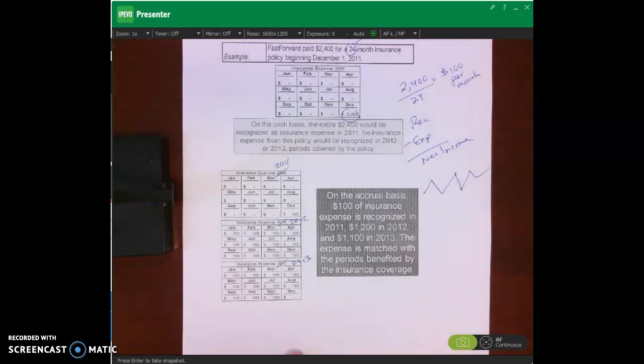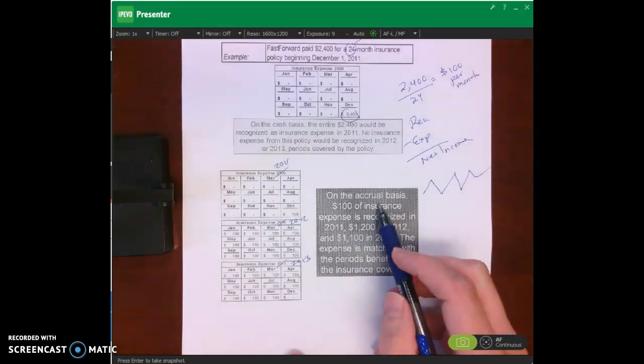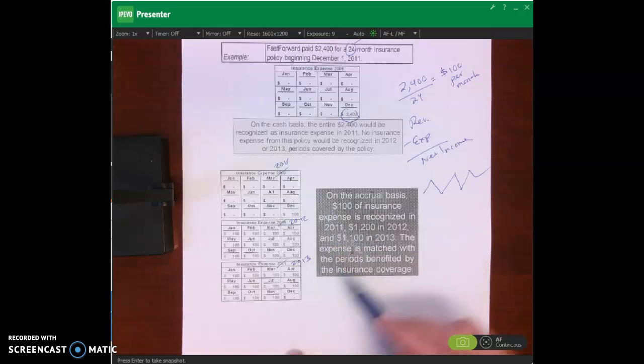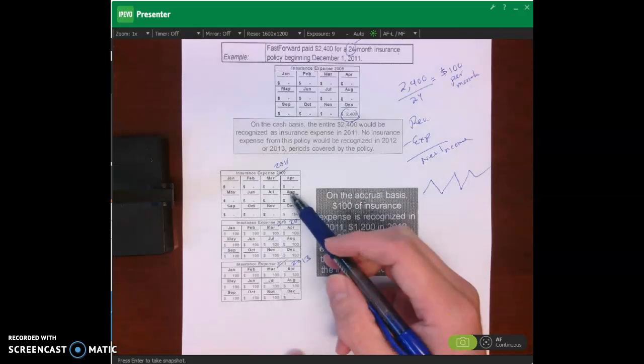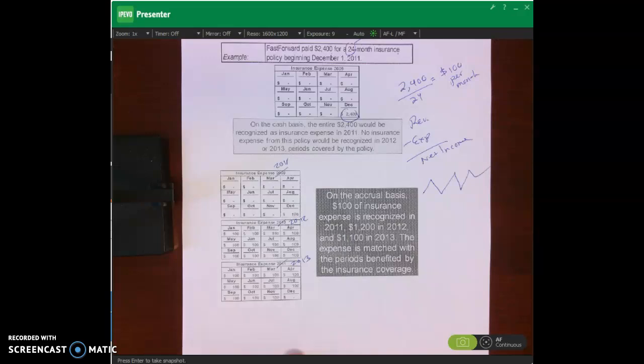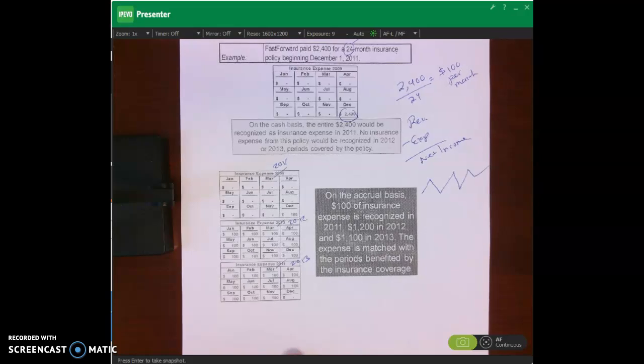So that's one reason why we want to use accrual basis accounting, because you can have some big swings in income with cash basis, and accrual basis tends to smooth it out a little bit more. The other thing about accrual basis accounting is that this is consistent with the matching principle. So remember, the matching principle says that we want to match revenues and expenses in the same accounting period.